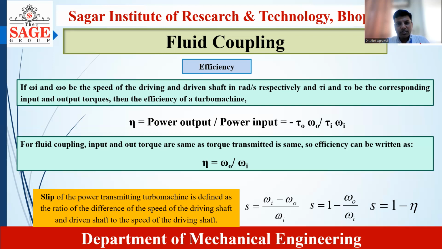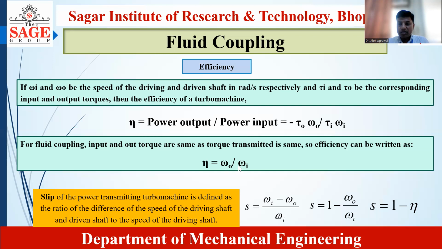One more very important term related to fluid coupling is slip. So what is slip? Slip of any turbo machine, or you can say slip of fluid coupling, is defined as the ratio of the difference in speed of the driving and driven shaft. See what is happening here. The driving shaft is rotating with the speed of omega I, and the speed with which the output shaft or the turbine runner blade is rotating is not equal. There is some difference between the speeds of the two shafts. Why? Because 100% transmission of power is not possible, 100% efficiency is not possible.